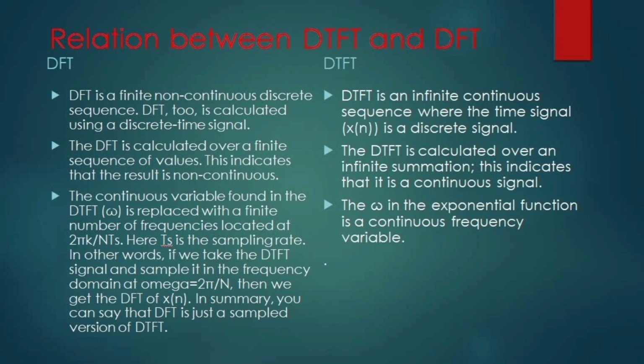Basically, the DTFT is an infinite continuous sequence. That is, it ranges from 0 to infinity, right? Where the time signal x of n is a discrete signal. So the DTFT is calculated over an infinite summation, which indicates it is a continuous signal, and the omega in the exponential function is a continuous frequency variable.